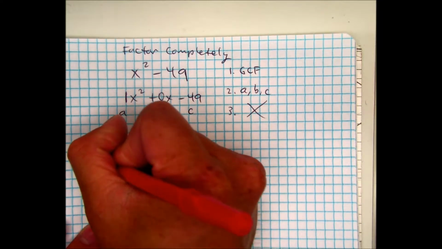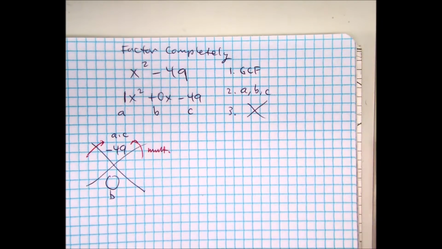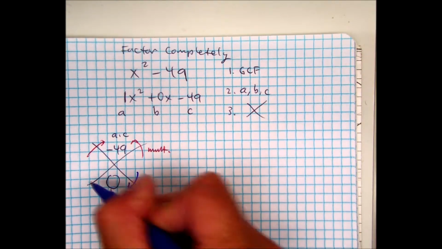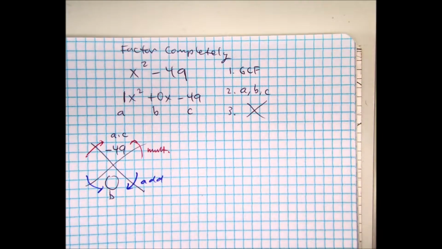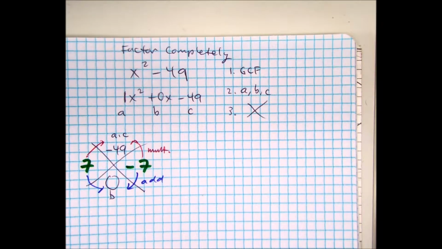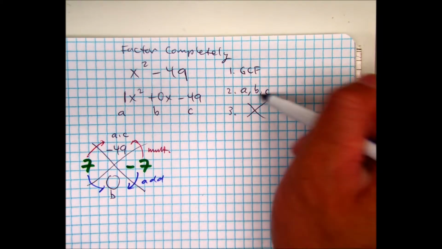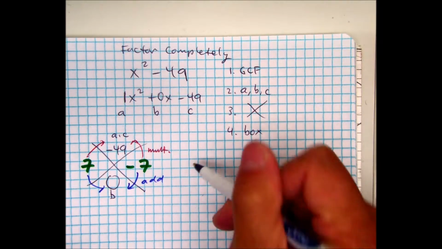I need to think of 2 numbers that multiply to be negative 49, but those same 2 numbers need to be adding to equal 0. What are those 2 numbers, class? 7 and negative 7. So I've done the greatest common factor, ABC, I've done the X, and now I'm going to do the box.